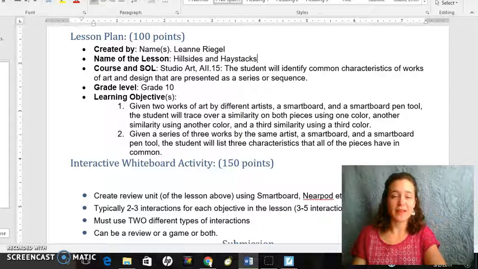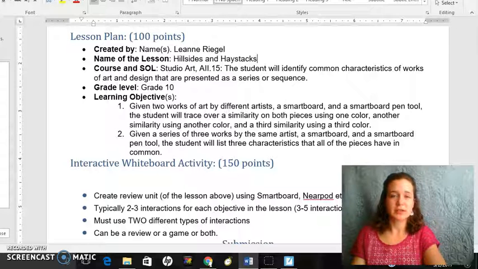Today we're going to be going over the lesson called Hillsides and Haystacks. We're going to be going over SOL number 15 for studio art, and this is going to be teaching the students how to identify common characteristics of works either in a series or similar works.